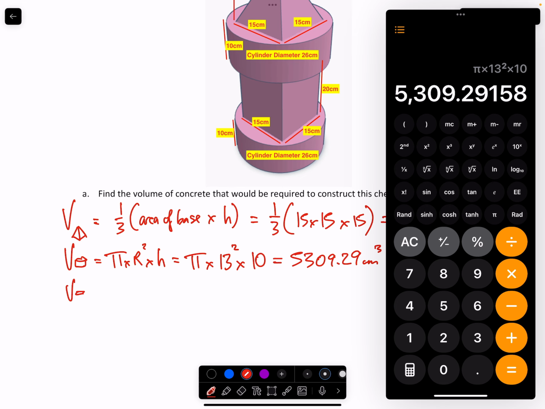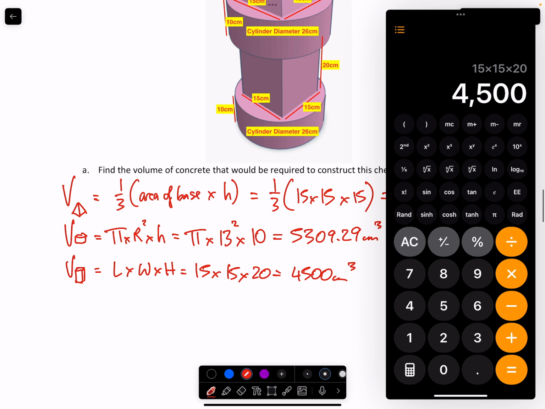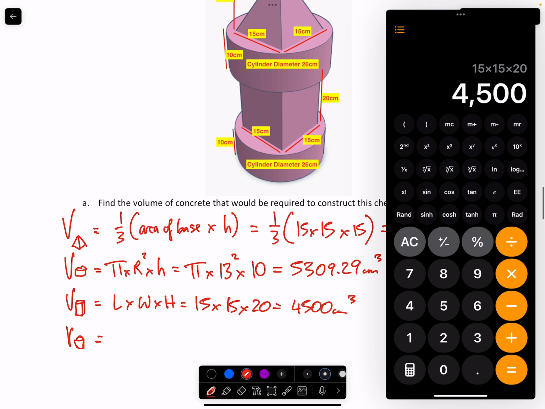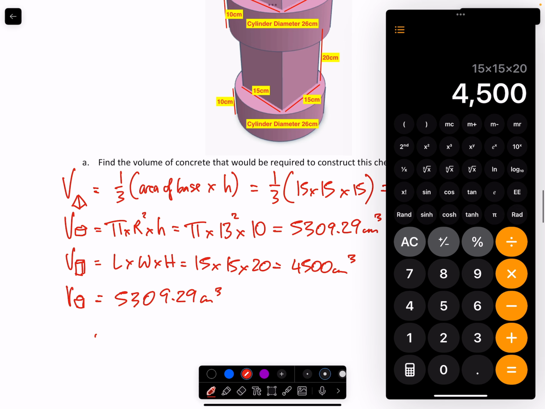Volume of the rectangular prism is length times width times height. Here, 15 times 15 times 20. 4,500 cubic centimeters. The volume of the cylinder, we can see that that cylinder is exactly the same as the top one, so 5309.29 cubic centimeters.